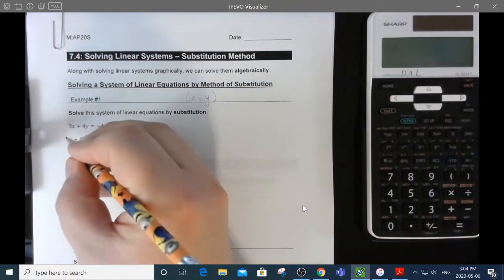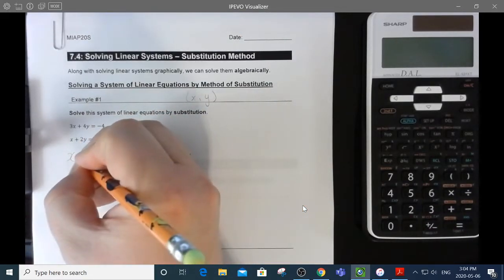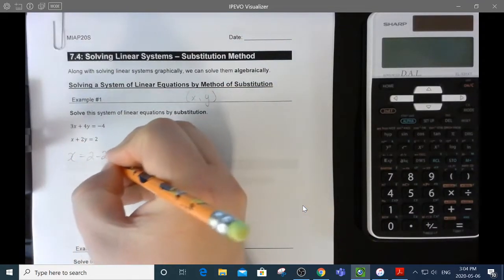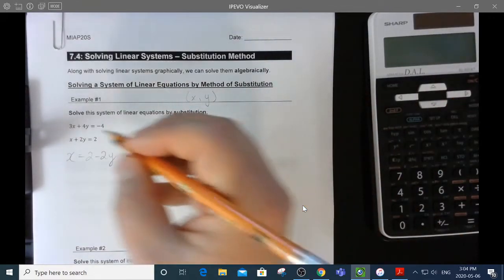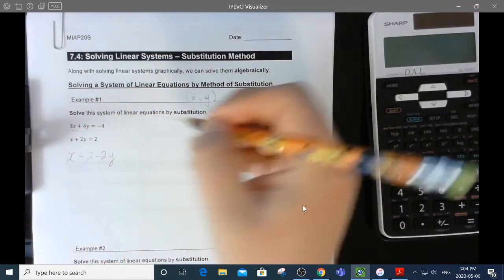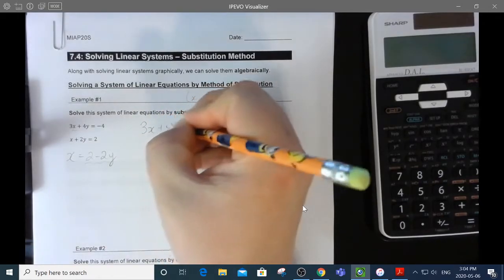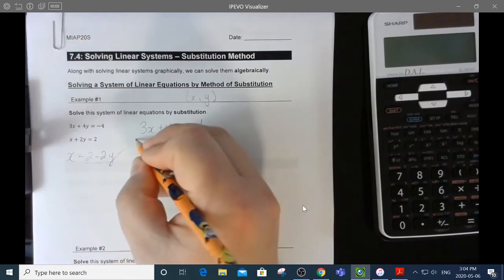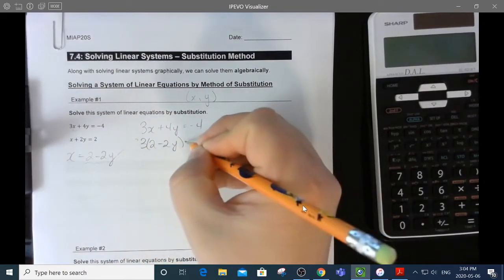So what I noticed is that there's a coefficient of 1 on this x. So I'm going to take the time to isolate this variable for x. I'm going to minus 2y from both sides. That cancels it on the left and moves it over to the right. Now I'm going to substitute this expression for the x in the other equation. So instead of 3x plus 4y equals negative 4, I'm going to replace this x with 2 minus 2y.